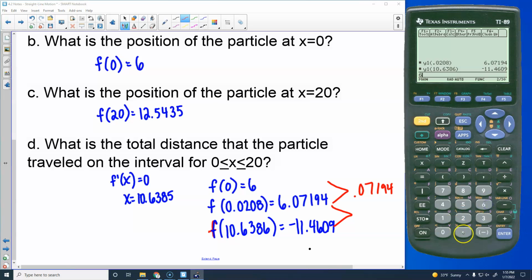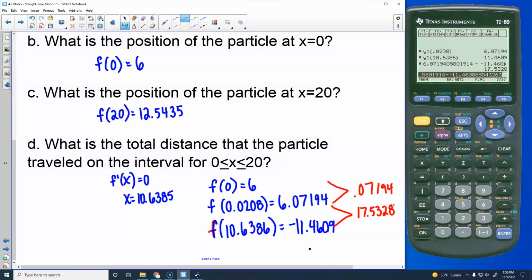Actually, let me just do this. Let's take this number right here, subtract this number, and we get 17.5328. So we went 17.5328 units. This time you're traveling to the left, because you're going from a positive 6 something to a negative 11 something.